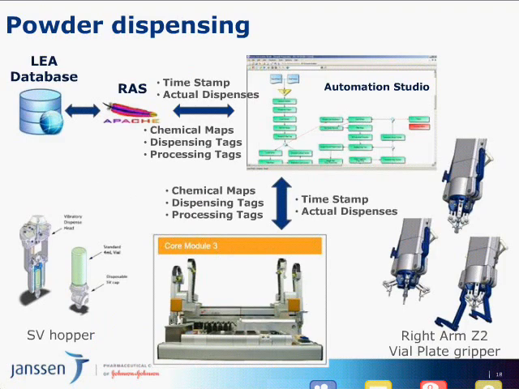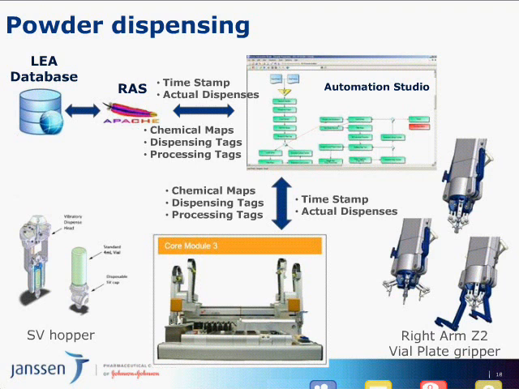So this is how this whole dispensing will work. We have CM3. We all know about the SV hopper. This is very interesting for us because it can dispense accurately and it doesn't use a lot of material. This is what we really need.